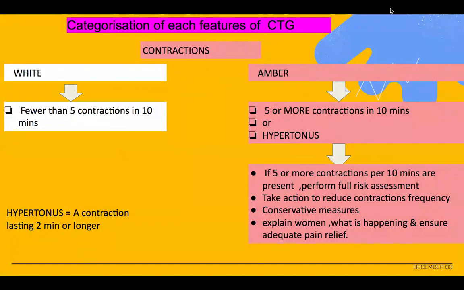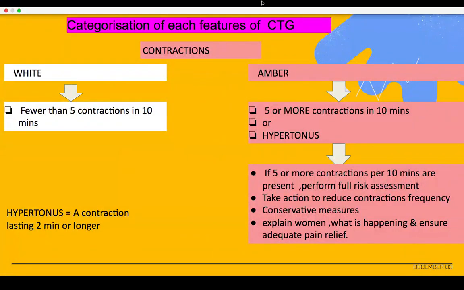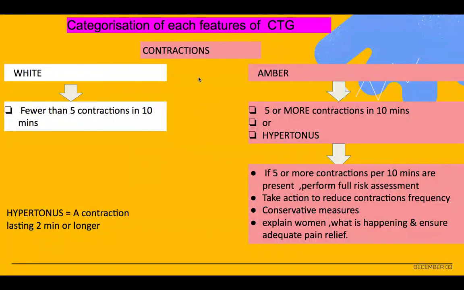We will categorize them as white. I have written in the slides in the white color so that you can take screenshots and it will be very easy for you to remember. White will be the contractions when there are less than 5 contractions in 10 minutes. So less than 5, what does it mean? 4, 3, 2, 1, right? These will be categorized as white. When there are 5 or more contractions in 10 minutes, that will be included in amber, right? When the figure of 5 is added, it means it's the amber categorization of the contractions.